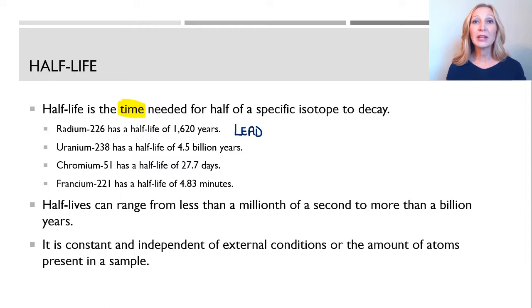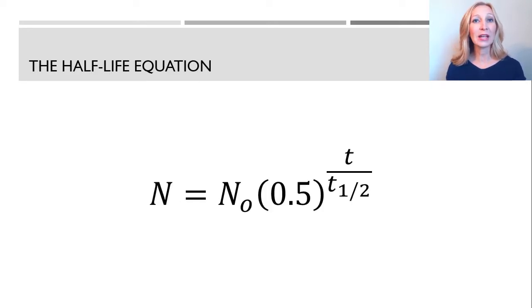So one thing we can do, given our knowledge of half-lives, is set up an equation that will show us how much of an isotope would be left after a given amount of time, as long as we know its half-life. And here's the equation. N equals N naught times 0.5 all to the power of t over t half. I'll explain what each of these variables represents because this is a pretty crazy looking equation.